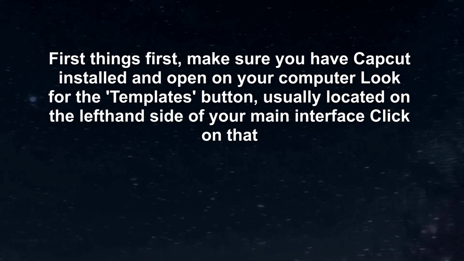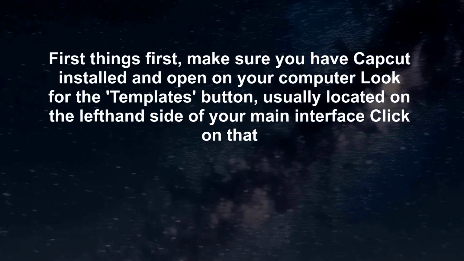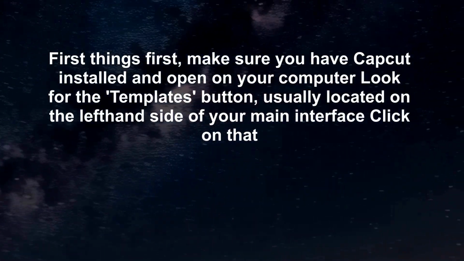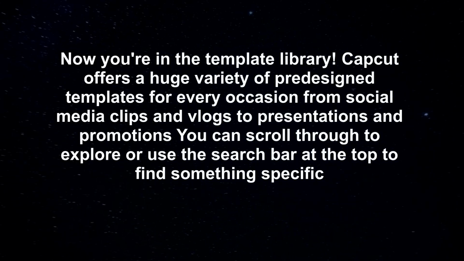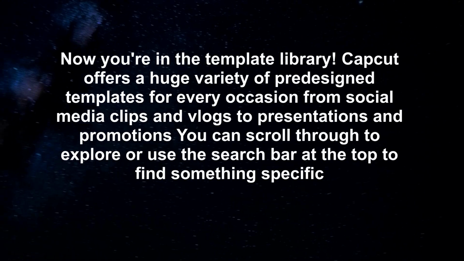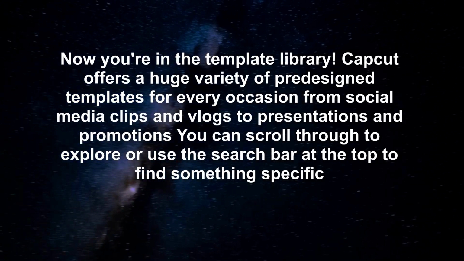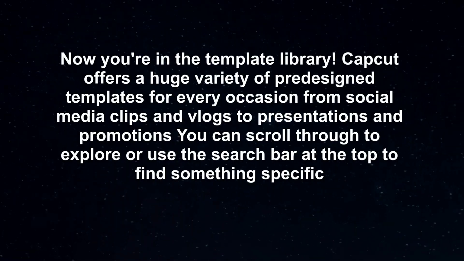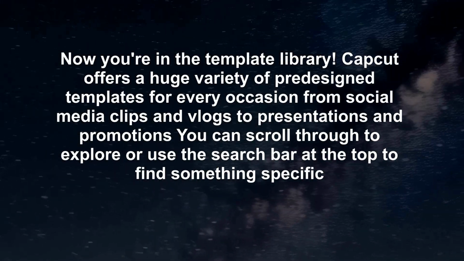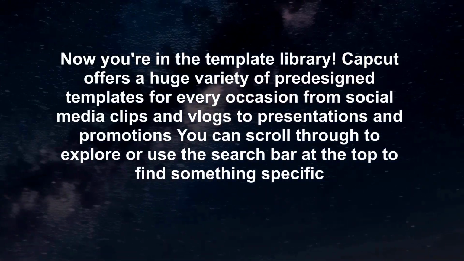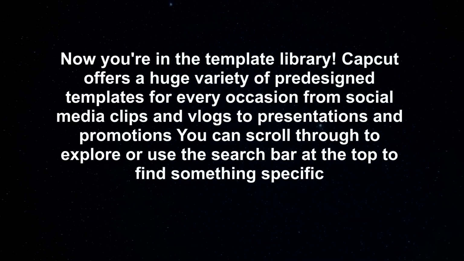Look for the Templates button, usually located on the left-hand side of your main interface. Click on that. Now you're in the template library. Capcut offers a huge variety of predefined templates for every occasion, from social media clips and vlogs to presentations and promotions. You can scroll through to explore or use the search bar at the top to find something specific.